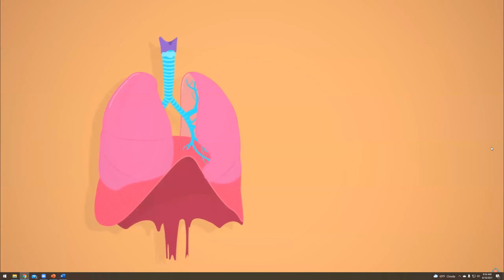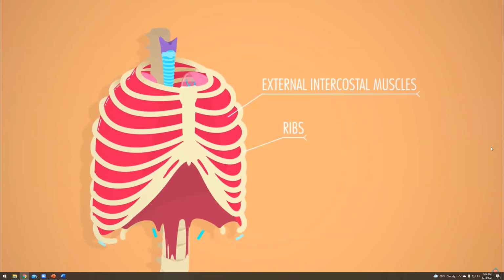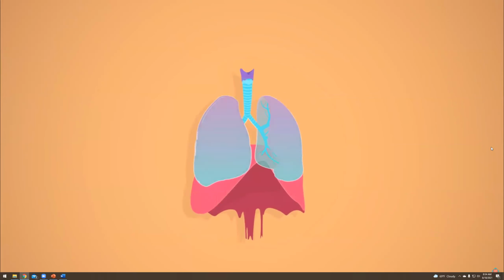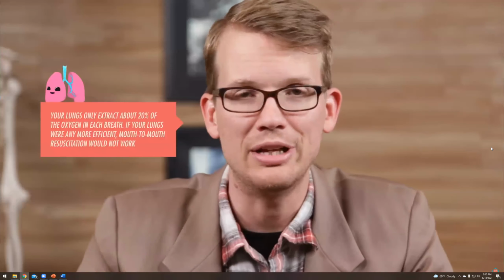When you breathe in, your diaphragm contracts, pulling itself flat, and your external intercostal muscles between your ribs contract. They lift the ribs up and out, causing the chest cavity to expand. This makes the pressure inside your lungs lower than the air outside your body, and since fluids like gases move from areas of high pressure to low pressure, the lungs fill up with outside air. Then the diaphragm relaxes again, and the weight of the ribs settles in, and the pressure inside the lungs becomes higher than the outside air, and the air rushes out. And that, my friends, is breathing 101.